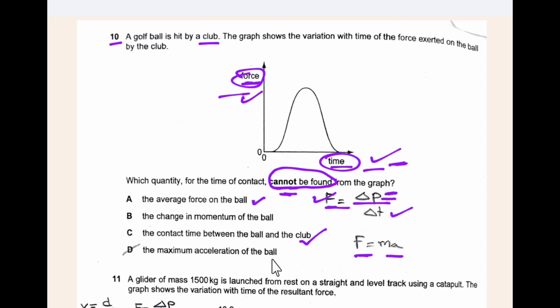Then the maximum acceleration of the ball. We know the value of force, but we don't know the mass of the ball. Since we don't know the mass of the ball, we cannot calculate acceleration. So this statement is correct, that we cannot calculate acceleration.